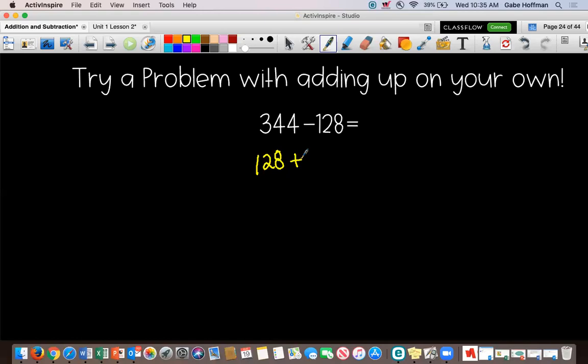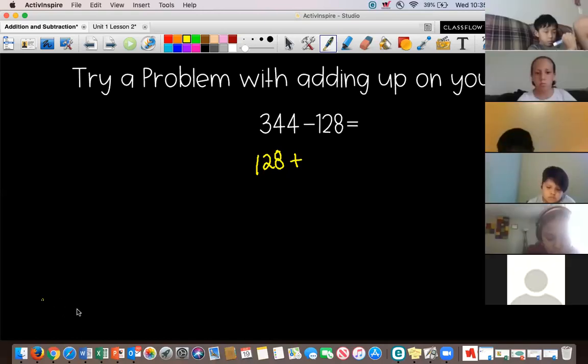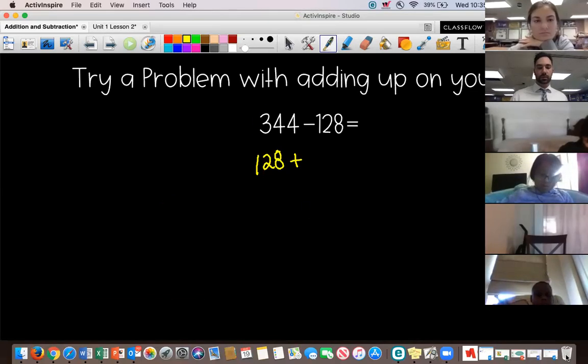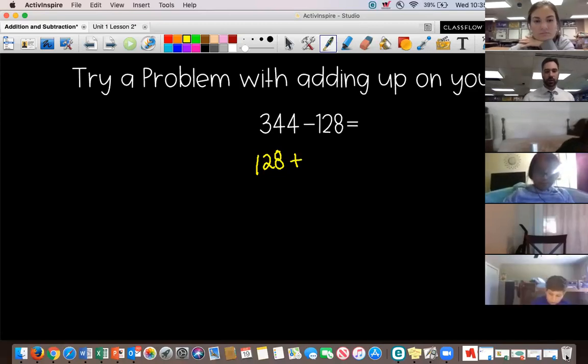Okay, so I'm going to give you 2 minutes to go through and use the adding up strategy and try to get the answer. Okay, find the difference using the adding up strategy. You have 2 minutes. You can use your whiteboard or paper and a pencil. On your mark, get set, go. Please do not hold up your whiteboards when you have the answer. We're going to talk through it at the end. Please do not hold it up when you find the answer.